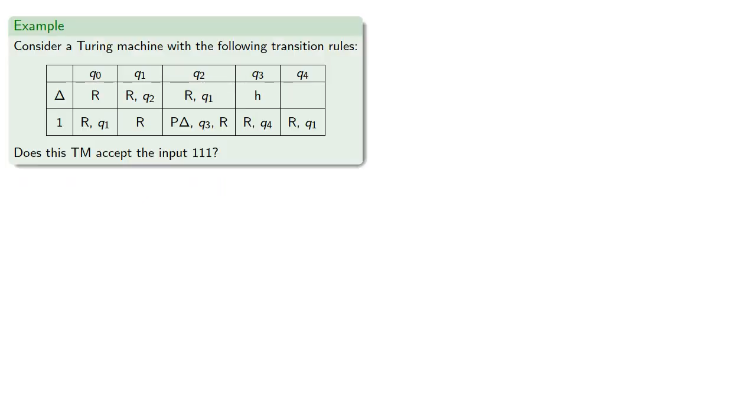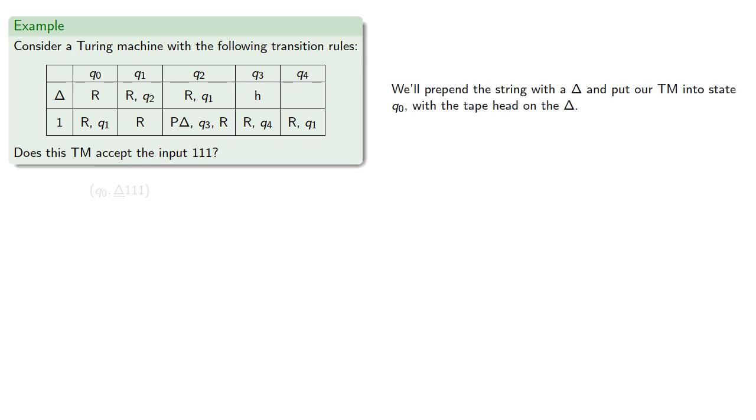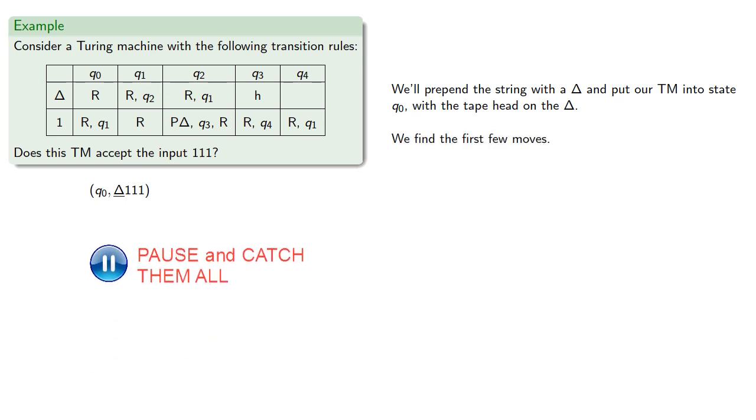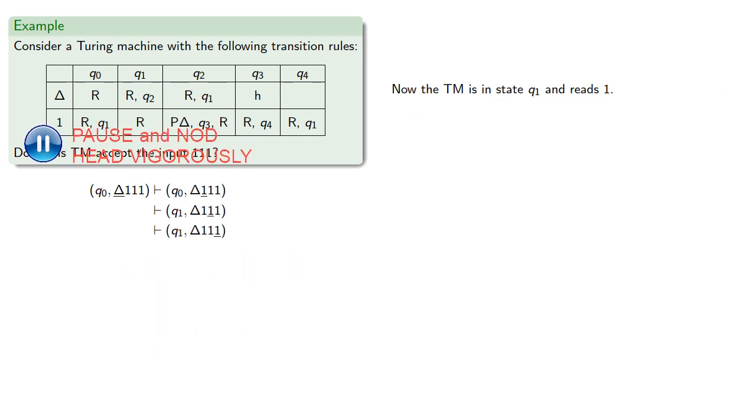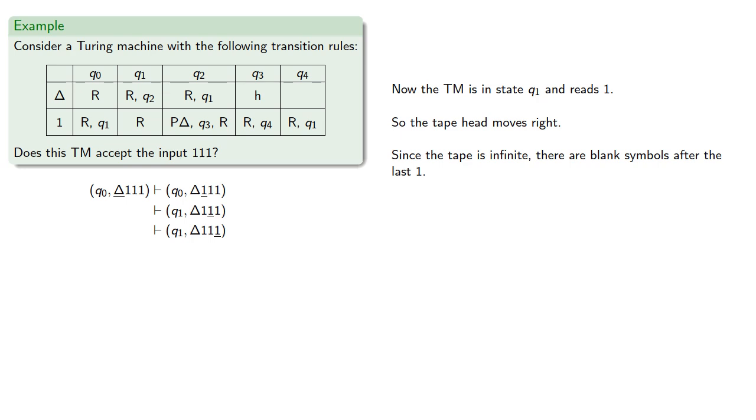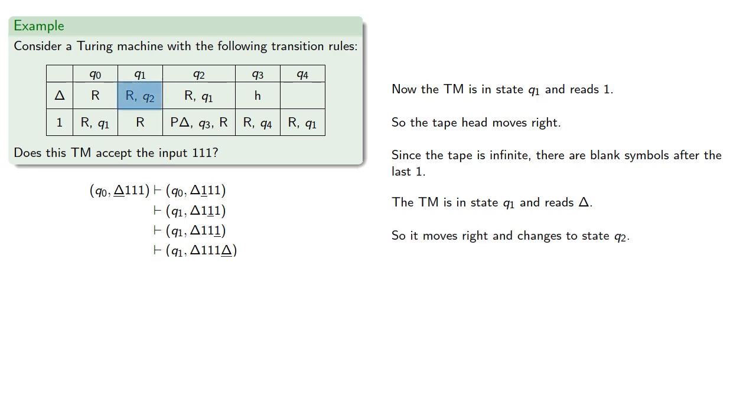And the reason that this could be important is let's consider the same Turing machine, but this time on the input 1, 1, 1. We'll prepend the string with a blank and put our Turing machine into state Q0 with the tape head at the blank. We'll find the first few moves. Now the Turing machine is in state Q1 and reads a 1, so the tape head moves right. Since the tape is infinite, there are blank symbols after that last 1. So the TM is in state Q1 and reads a blank, so it moves right and changes to state Q2.